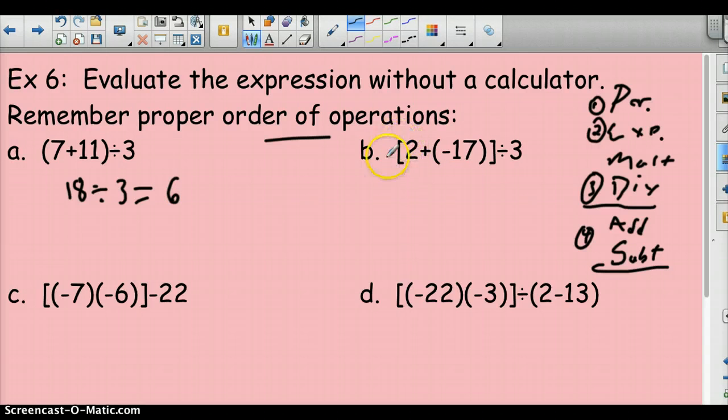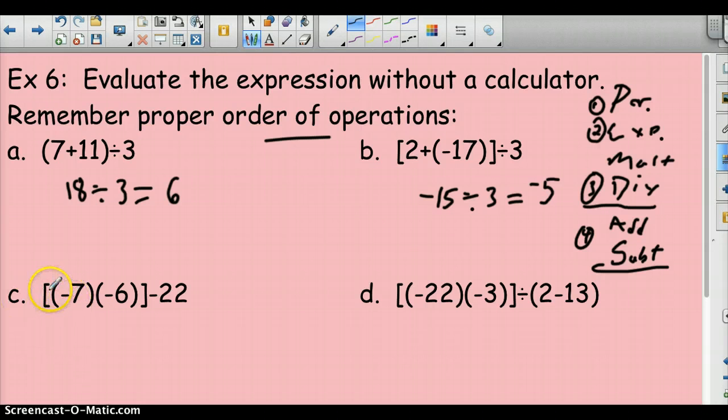Moving on to B, I will start inside the parentheses. 2 plus negative 17. I'm adding a positive to a negative, and the negative's bigger. So the result will be negative. In fact, it will be negative 15. And negative 15 divided by 3 is a negative divided by a positive. They have different signs. The result will be negative and should be negative 5.